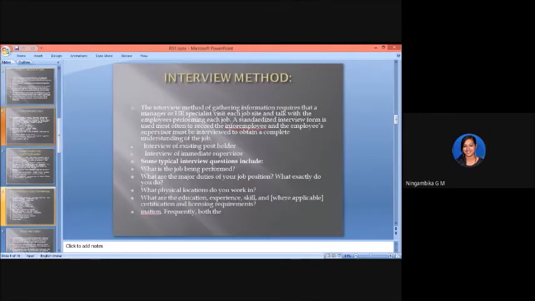The interview method of gathering information requires that a manager or an HR specialist visit each job site and talk with the employees performing each job. So, as the title says, what is the interview? There will be two people conducting the interview. One is called the interviewer, and the other person is called the interviewee, who is a candidate. The same type of process will be applicable in this particular method also.